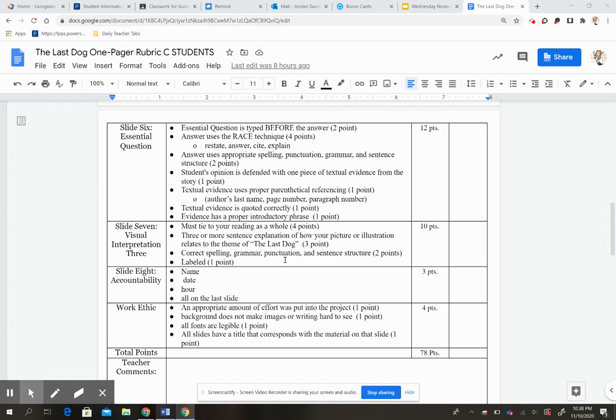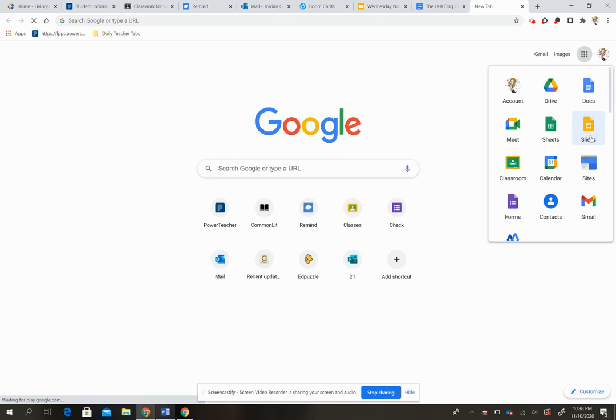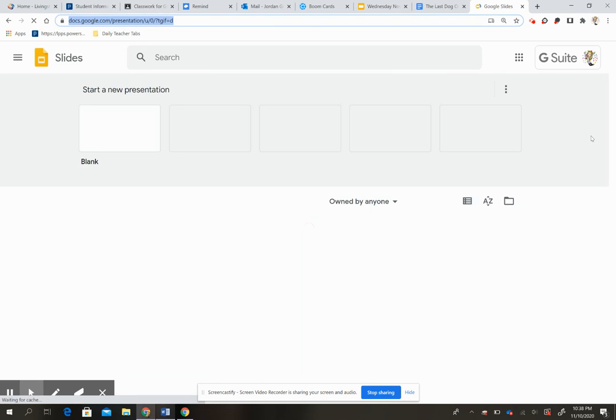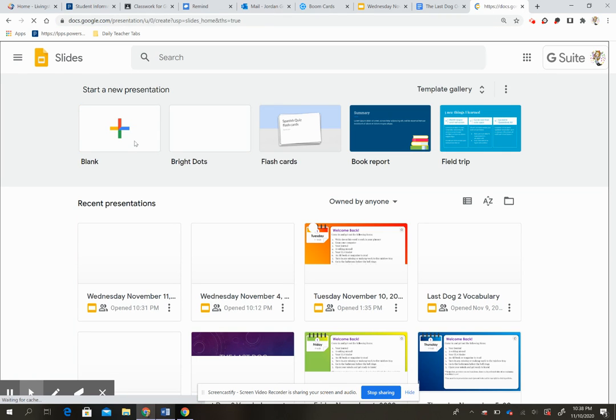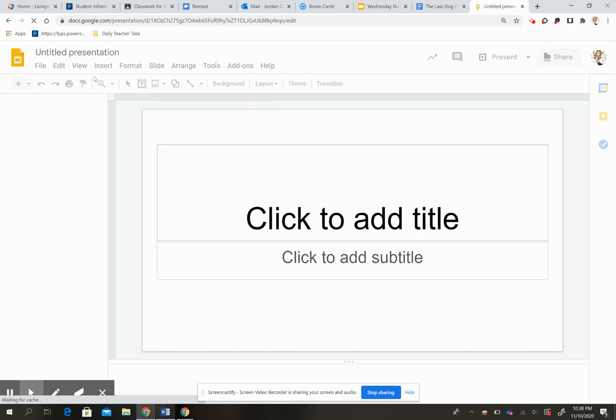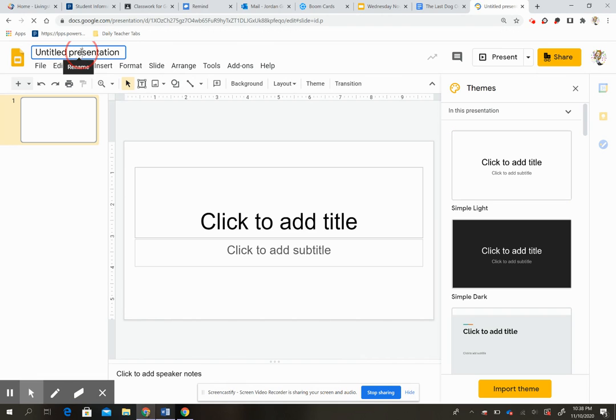So, everything you're going to do is going to be done via Google Slides. Just a reminder, you'll go to your G Suite, you'll click on Slides, and then you would choose Blank Presentation. You would title your presentation up here where it says Untitled Presentation with your first initial, last name, and then The Last Dog Project.